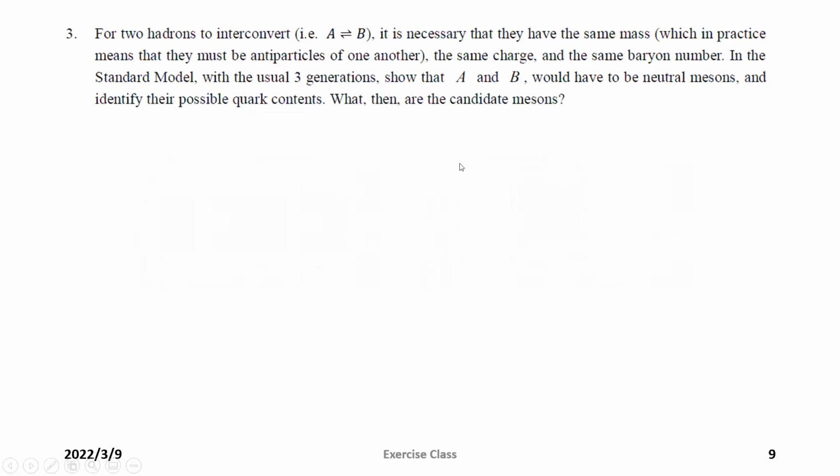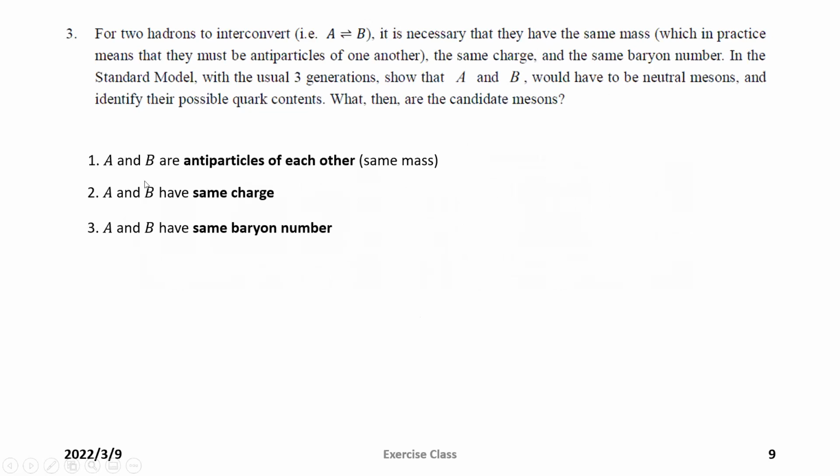In this question, we are given three conditions. First, A and B should have the same mass, and this implies that they are antiparticles of each other. And the second requirement is that they have the same charge, and they also should have the same baryon number. And combining 1 and 2, we can see that A and B should be neutral, right?